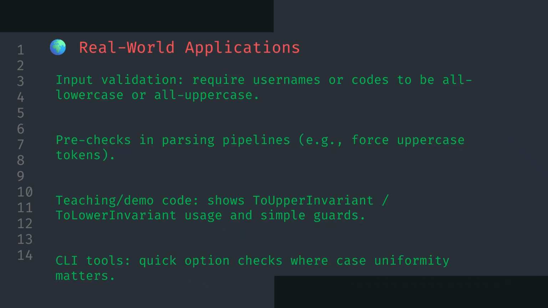This tiny helper surfaces in many places, such as validating user IDs, parsing case-sensitive tokens, or teaching string methods. Because it's just a couple of lines, it's perfect for demo videos where you want to explain cultural invariance and input validation.